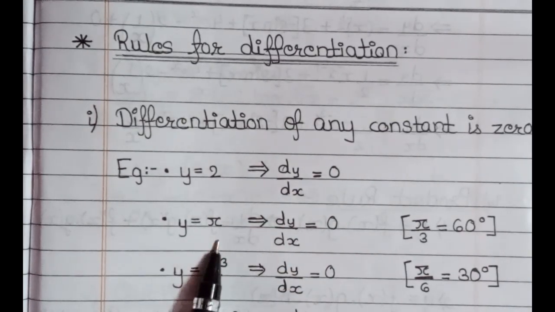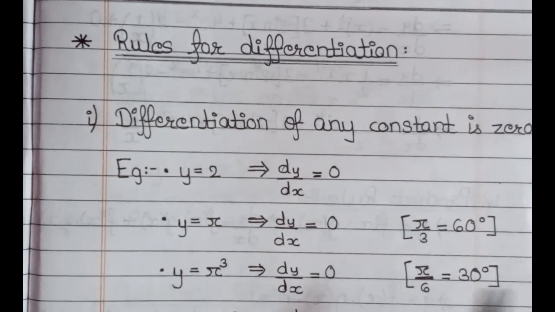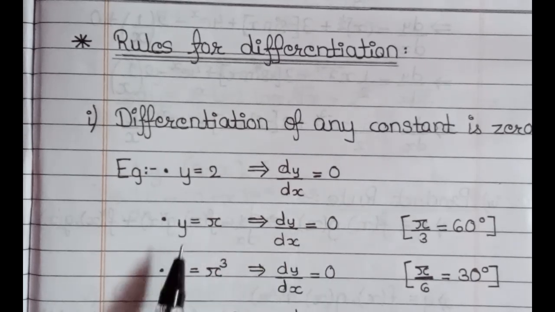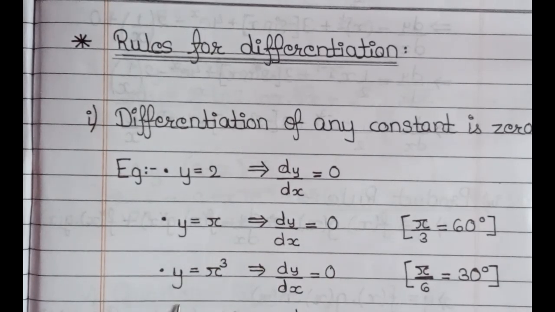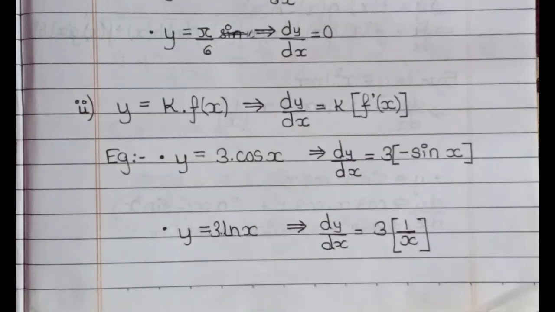y is equal to pi. We know pi is a constant with value 3.14 and so on. Its differentiation will also be 0 as it is a constant. Suppose y is equal to pi cube. It will also be a constant, so dy by dx is equal to 0.